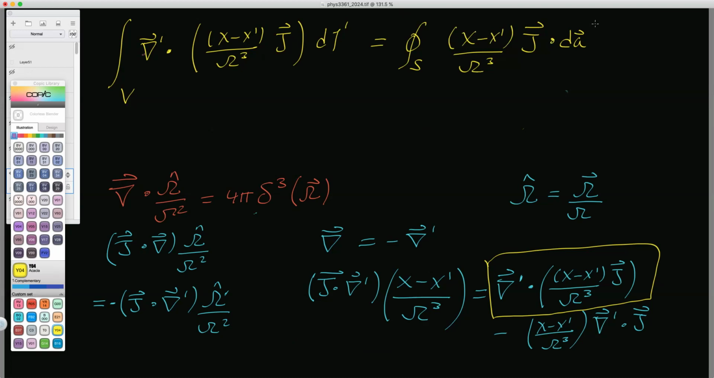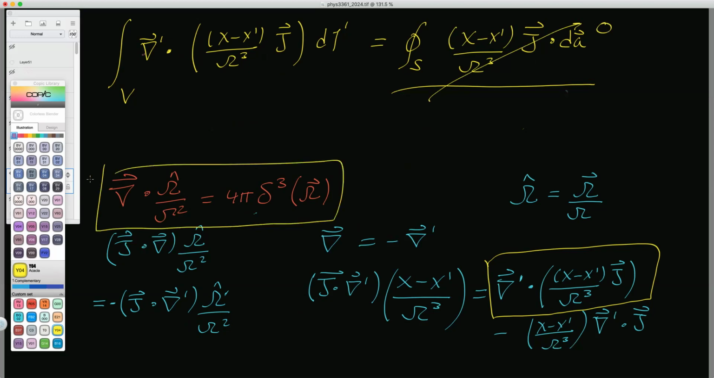Does this make sense? If I do that, the surface is way out at infinity, and by the same argument this is going to be 0, because J is 0 out there. So this is going to be 0 by that argument. All right, that just leaves us with this guy. This is the only term we had that survived. Okay, so let's go back to our answer.